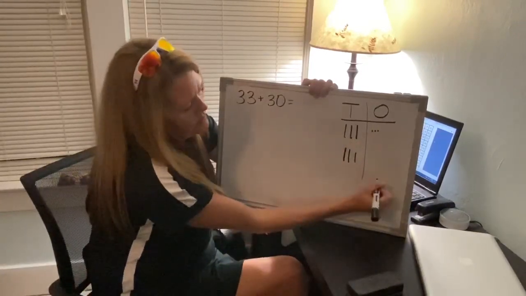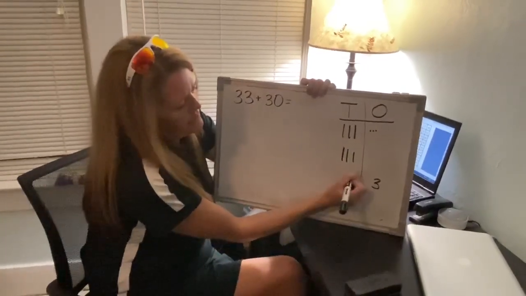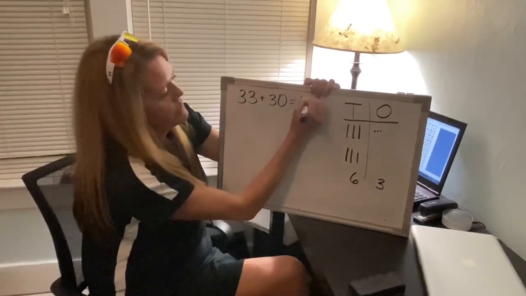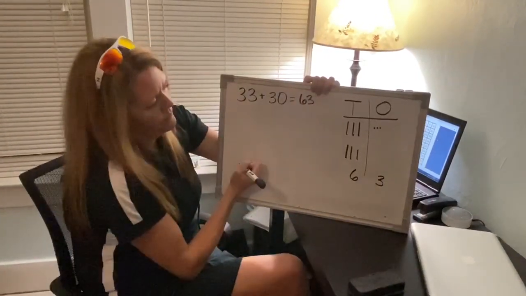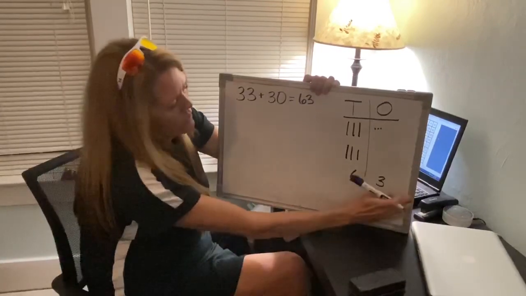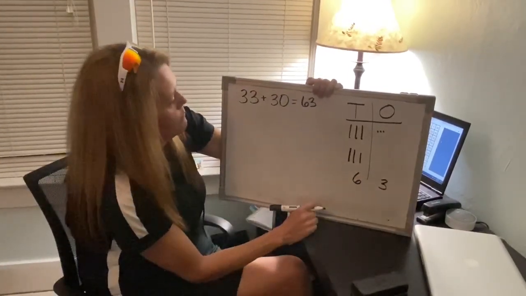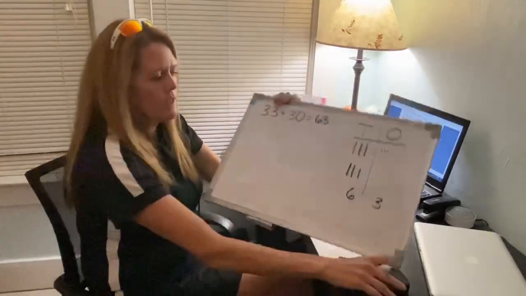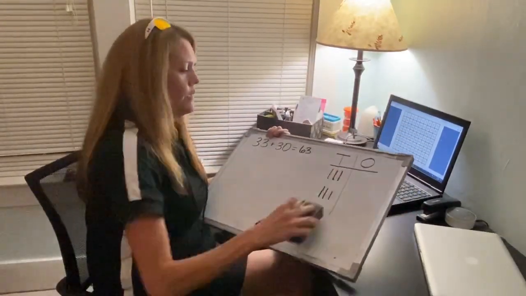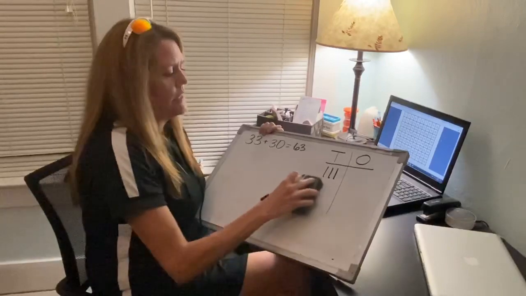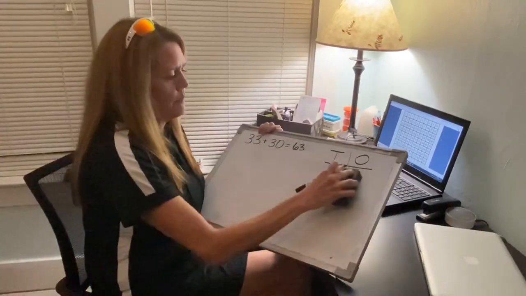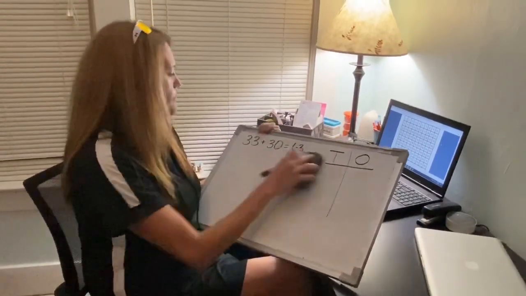So I have 3 ones. And like we said, we have 6 tens. So our answer is 63. Of course, you can also do a number line or use your hundreds chart if you need to. All right, one more for the video. And then I'll give you a few more practice problems so that you can do those on your own.